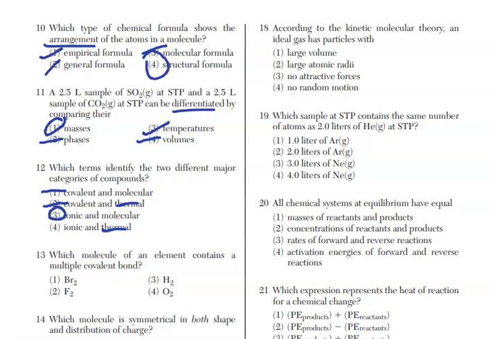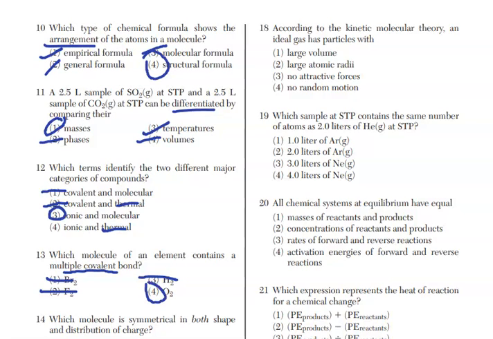For question 13, which molecule of an element contains a multiple covalent bond? Bromine and fluorine are part of group 17, known as the halogens. 7 valence electrons, they only need one more to get their octet. They form single bonds between the pairs. Can't be those. Hydrogen only has one valence electron when it bonds with itself, right? It's sharing a pair of electrons between it. The only answer here it could be is oxygen.